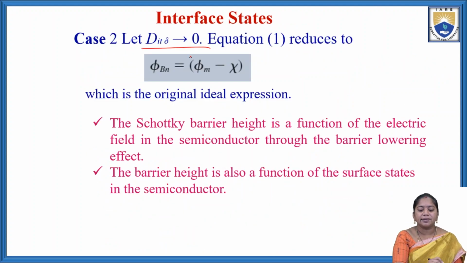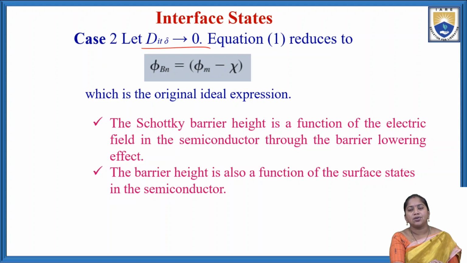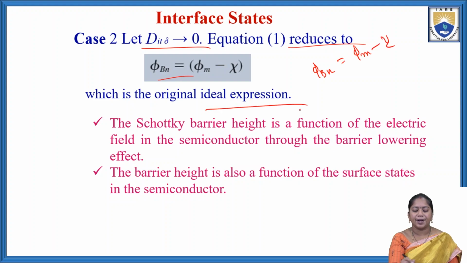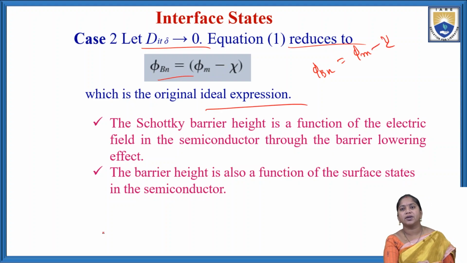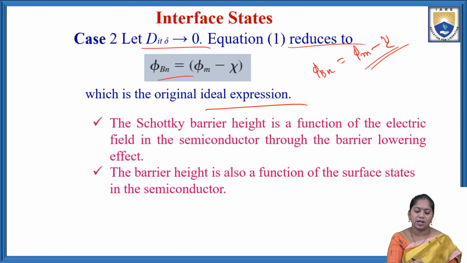First case is delta tends to infinity. Second case is delta tends to 0. So equation 1 will be phi Bn equal to phi m minus chi, which is the original ideal expression. This is the expression for the barrier height: phi Bn equal to phi m minus chi. That means the difference between the metal work function and the electron affinity.